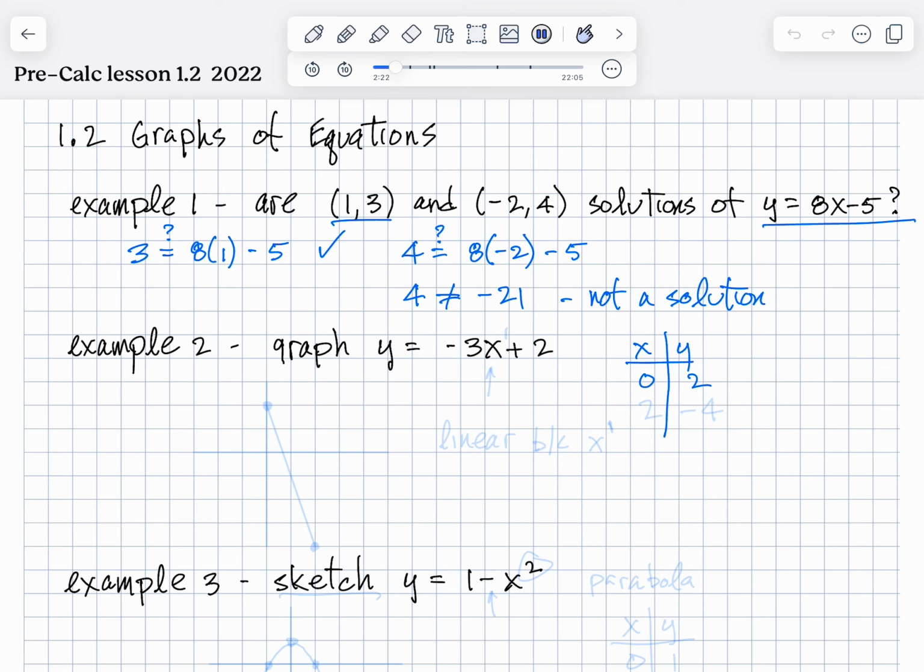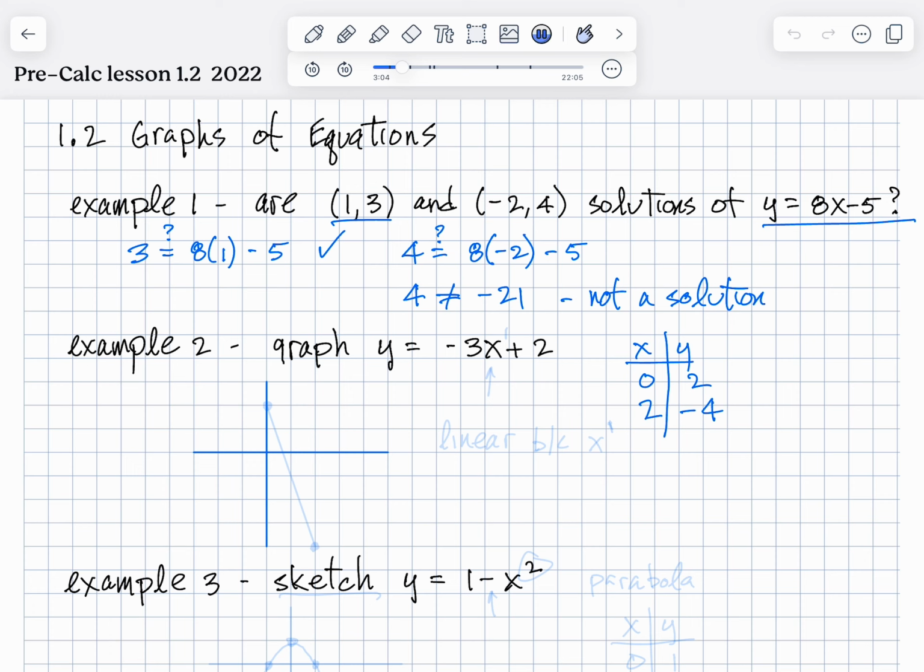Let's choose a number that's farther away because we're going to graph this, and it's a little bit better if you have the numbers a little bit farther away. So when x is 2, we have minus 6 plus 2, and we have a negative 4 for y. So now we can draw our graph. And when you're graphing these, you want to be pretty accurate. You want to be doing everything on graph paper so your graphs look nice.